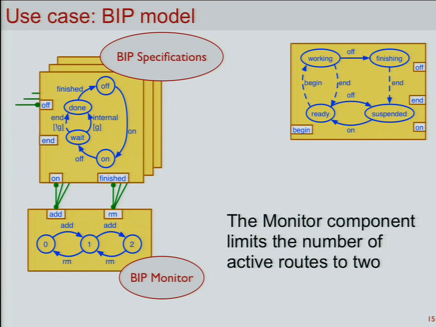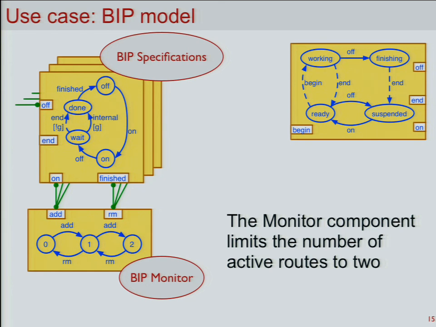So now if you look at this BIP monitor, this is the part where we specify what is allowed in the system. Here you see that we have a finite state machine again, and this is a part which you add to manage the system. You say that I allow transitions, but I allow only two Camel routes to work. If I add, I'm moving to the right, and if I remove, to the left.